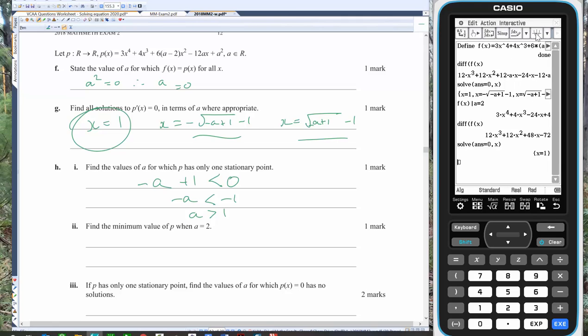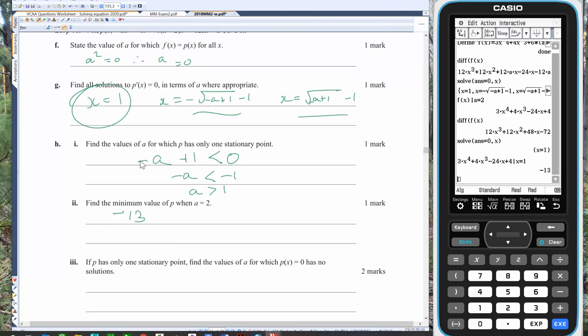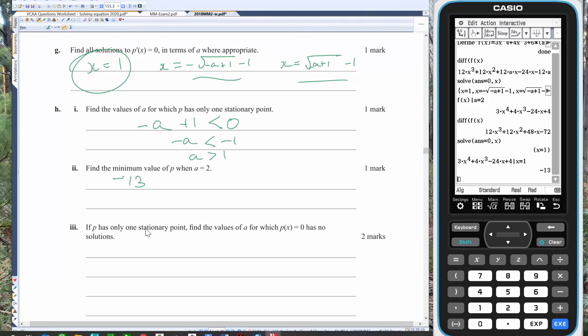And therefore, what I'll do is take this with a is equal to 2 and jam x equals 1 into it. And it's going to give me my minimum value, which in this case is negative 13. That's all we need for that one. We only need to write down negative 13. If p has only one stationary point, all right, and we've established the values of a for which p has only one stationary point up here. So this is important, this question.